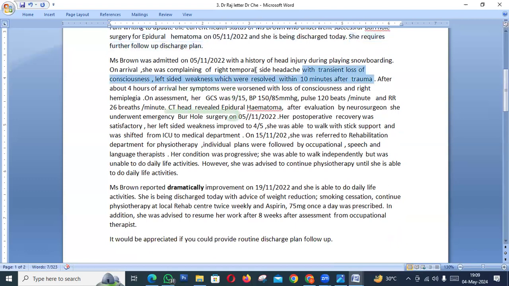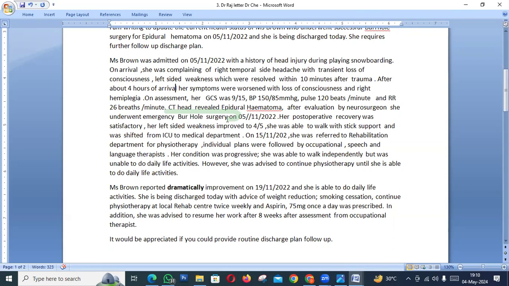You can make it better, okay? As we have already explained, okay? On arrival, her symptoms, we need one comma here. Her symptoms worsened with loss of consciousness and right-sided weakness. On general assessment, her GCS was this. This is okay. After evaluation, neurosurgeon.